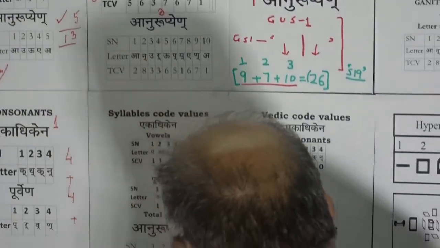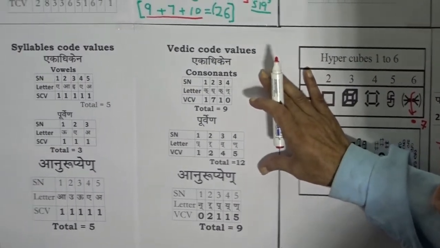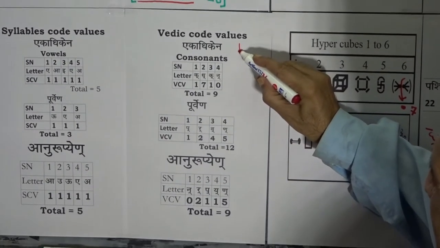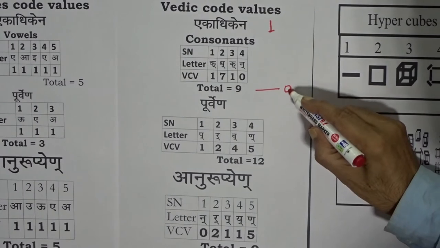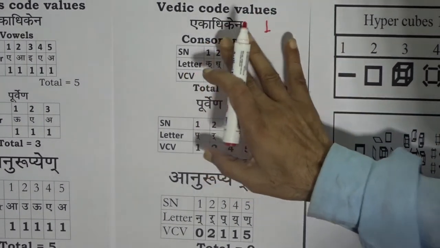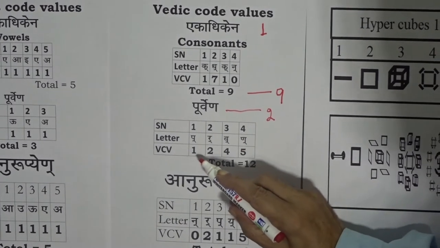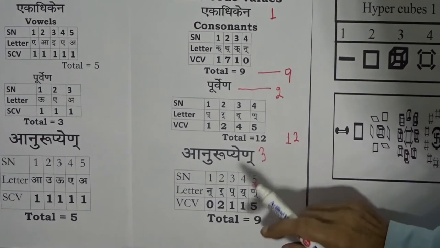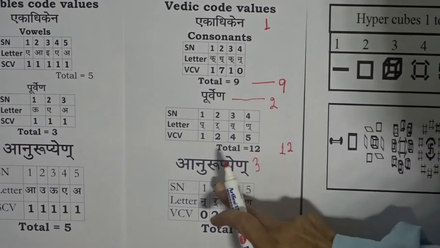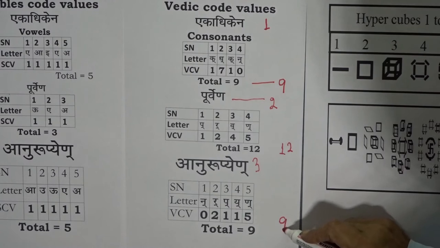Now, a step ahead, let us reach the Vedic code values being availed. The Vedic code values of formulation 1 for these 4 consonants come to be 1, 7, 1 and 0, which means 9 is the value. 9 is the Vedic code value for the first formulation, Ekadhike. And the second formulation as well, which has four letters, has values 1, 2, 4, 5, and this leads to value 12. The third formulation, Anurupen, is also a text of as many as 5 consonants, and it avails value 9. Therefore, the Vedic code values emerging are 9, 12 and 9, which comes to be 30.